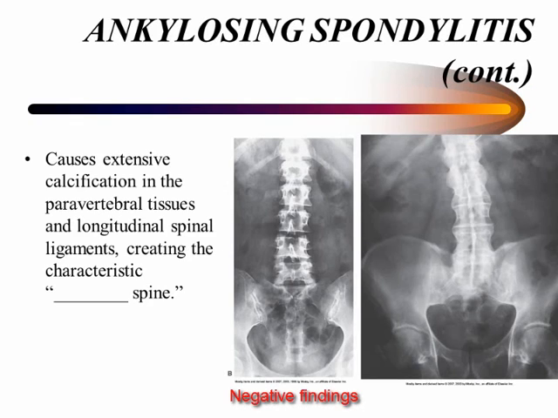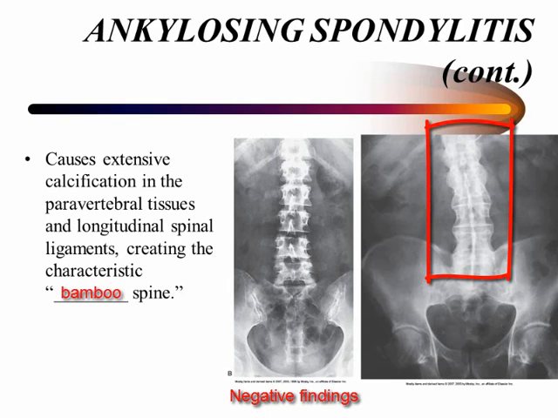Ossification in the paravertebral tissues and longitudinal spinal ligaments combines with extensive lateral bony bridges between the vertebral bodies to produce the characteristic bamboo spine of advanced disease. And we can see the severe vertebral fusion that illustrates that bamboo spine.